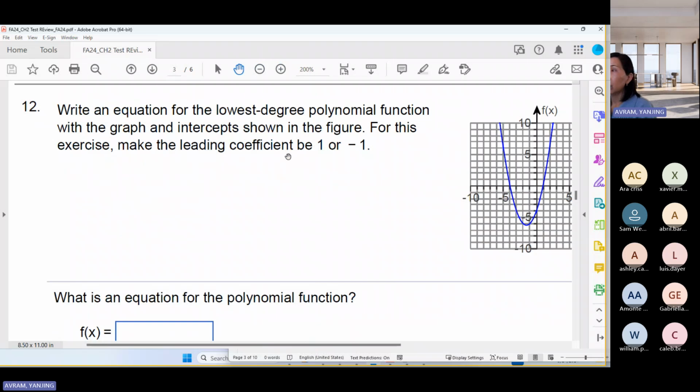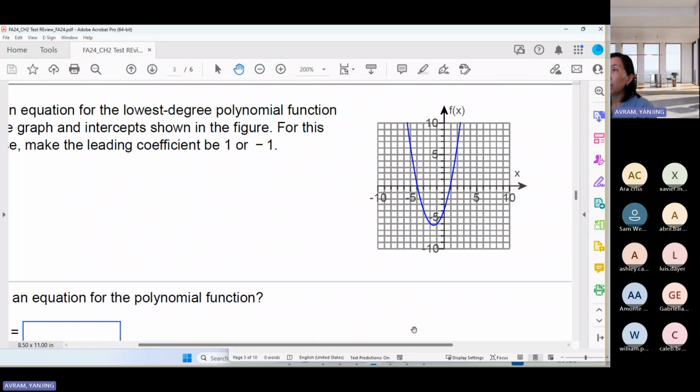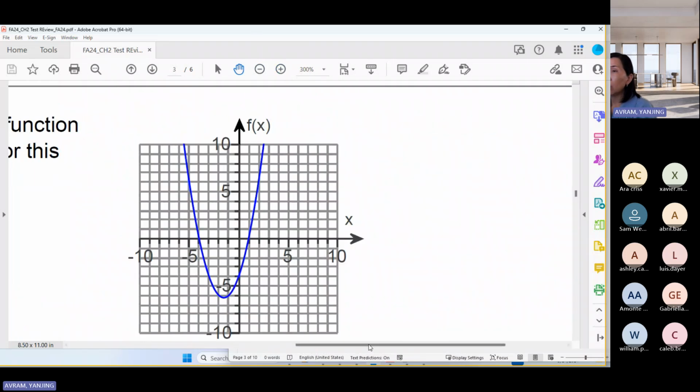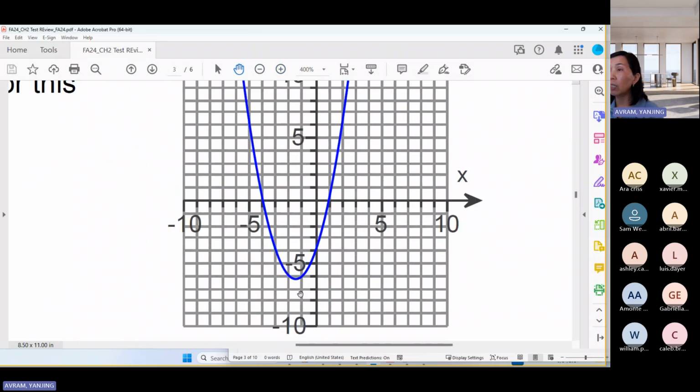Using the x and y intercepts, because the vertex is not quite exact. You can see this vertex here is not quite an exact integer. If it's not an exact integer, it will be a little bit harder to estimate. It looks like this will be negative 6 point something, so it will be hard to estimate here.